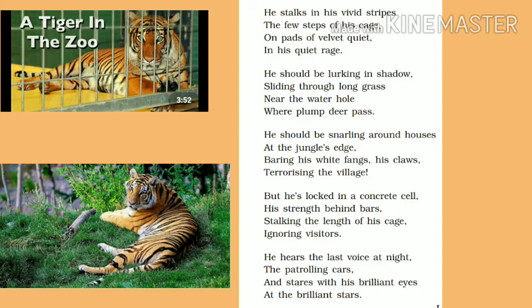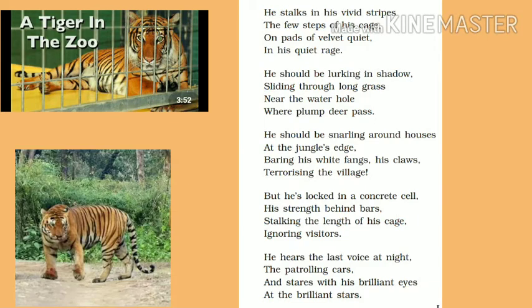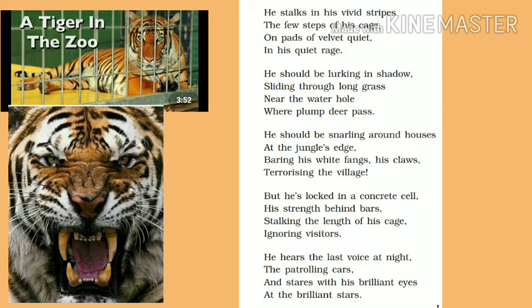And look at the third stanza. He should be snarling around houses. Otherwise, what might he have been doing? He should be snarling around the houses. He will be walking around the houses, snarling, making loud noise, roaring at the jungle's edge. So at the jungle's edge, he will be snarling around the houses, baring his white fangs, showing his long white fangs.